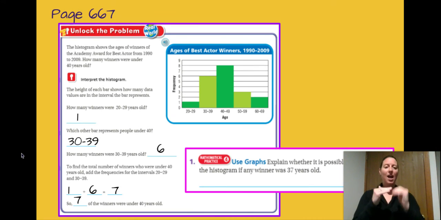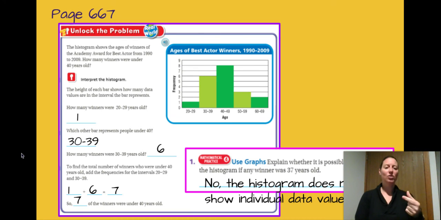Now the question to the right says, can you figure out if any of the winners were 37 years old? And the answer is no, because the histogram doesn't show individual information, it just shows groups of information.